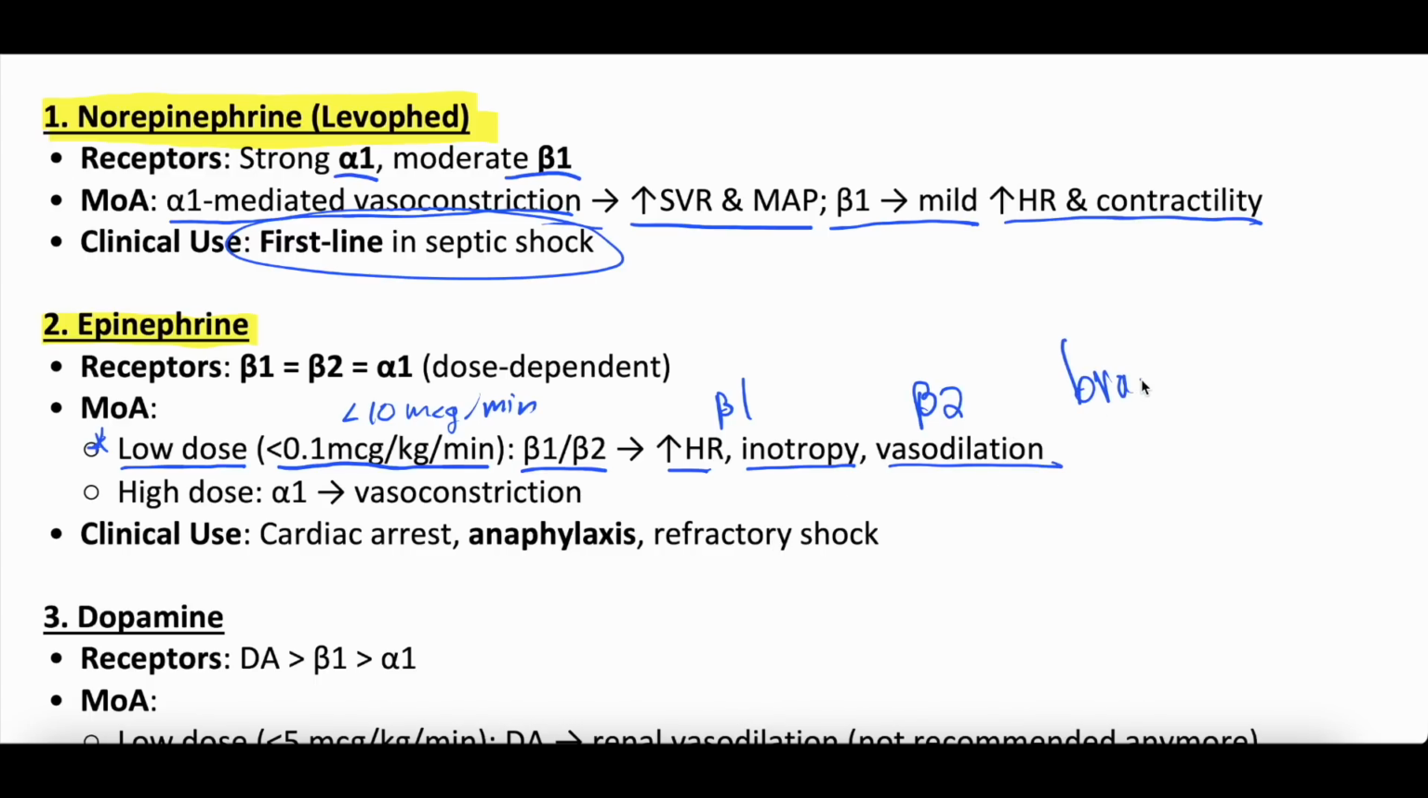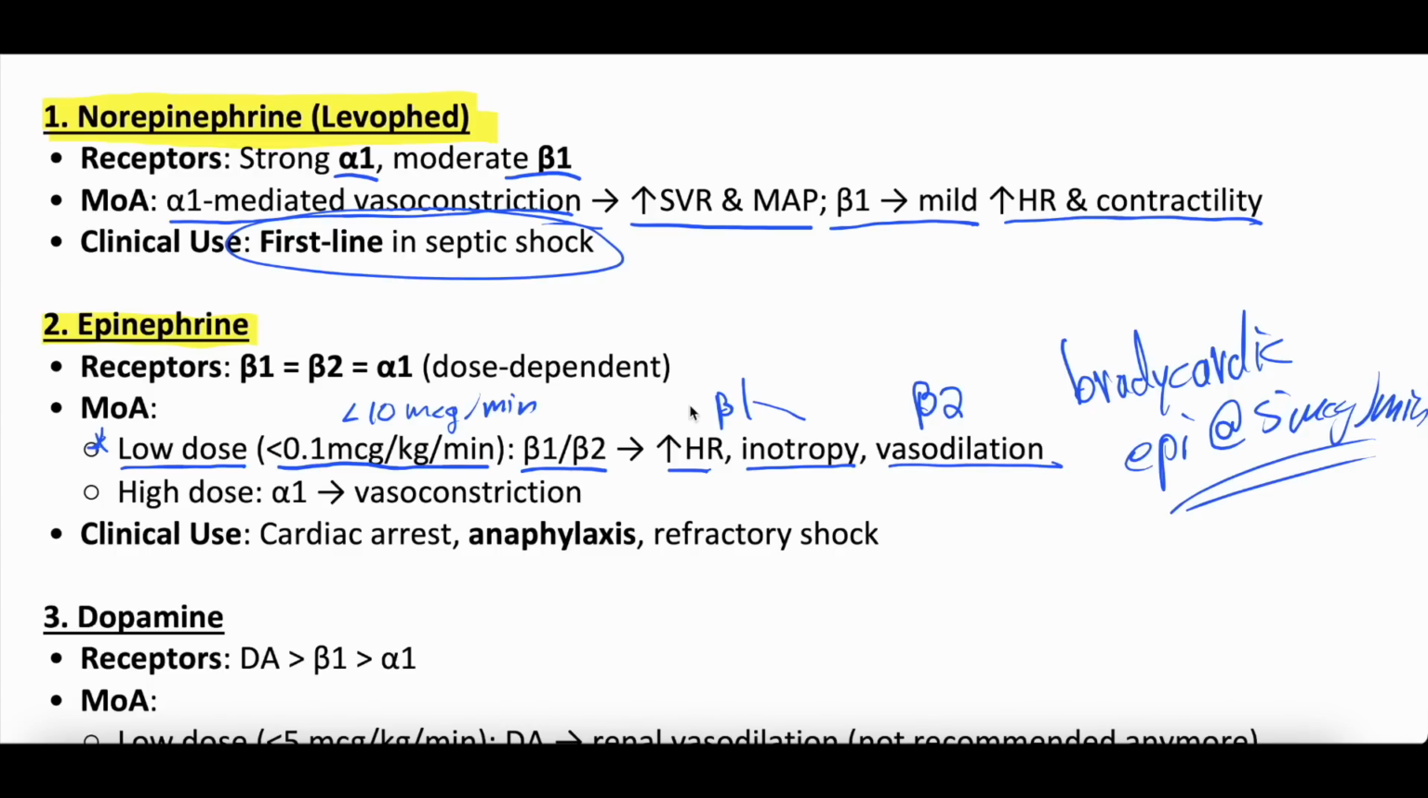So someone who's bradycardic, you can put them on just static dosed epi, at whatever you want, 5 micrograms per minute, so low dose, and then that will increase their heart rate, increase inotropy, but it will cause a little vasodilation. Whereas higher doses of epinephrine then start to have primarily alpha-1 vasoconstriction effects. So anything above that 10 micrograms per minute starts to have less inotropy and more vasoconstricting effects. So this is first line in anaphylaxis, also in cardiac arrest, and then refractory shock after you've already put them on norepinephrine. Epinephrine is sometimes what people grab.